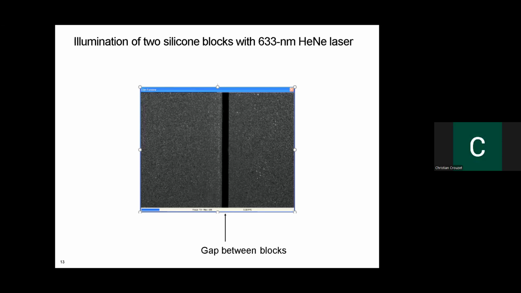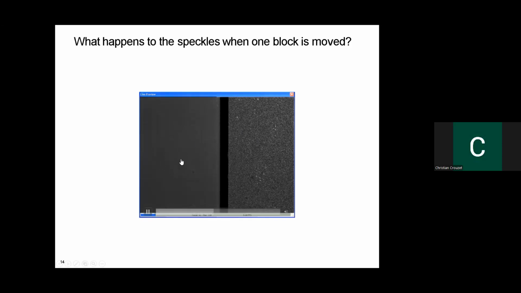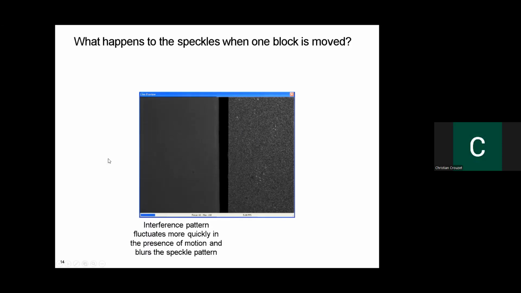So here's an example of using a coherent HeNe laser on 2 phantoms that are separated by this black vertical line. On the right and left, you can see the speckles, you see bright spots and dark spots, and you have your speckle pattern. Now, if you apply motion to one of the phantoms, you can see that there's this blurring that occurs. And what's happening is that this interference pattern is fluctuating very, very rapidly, and that is causing a blurring phenomenon to occur.